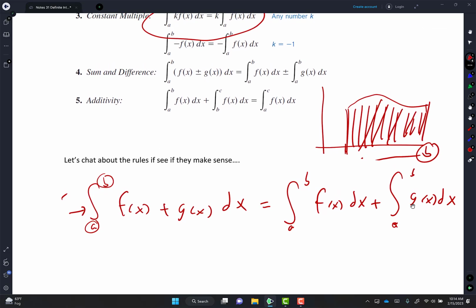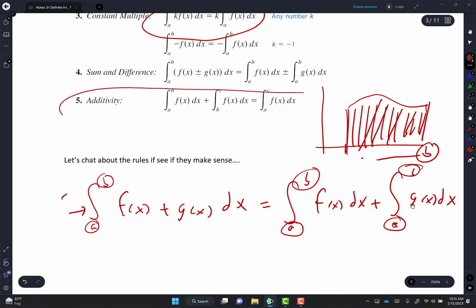I'm trying to think about what about logs. Well, logs are a little different because those are like exponents, but they have to have the same limits. If they have the same limits, you can do that. All right, now the additivity, you'll be able to visualize it really quick.